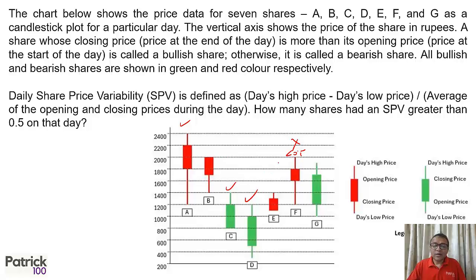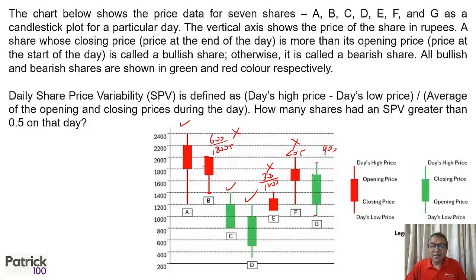Now we still have to calculate for the remaining three, that is B, E and G. So let's look at B. The difference in high price and low price is 600, 2000 minus 1400, and the average is more than 1800. So no, less than 0.5. Same way for E, the difference between high and low is just 300, and the average is 1200, again less than 0.5. If you look at G, the difference between highest and lowest is 1900 minus 1000, which is 900.